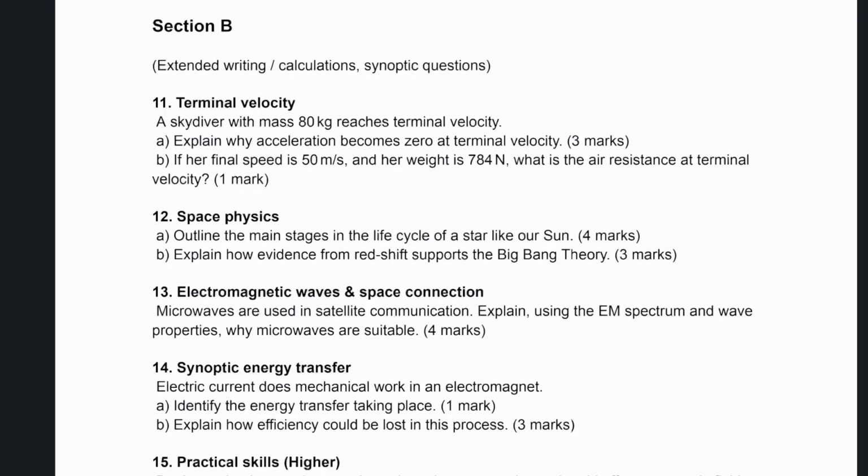So the first one we've got is all about terminal velocity. So it says a skydiver with a mass 80 kilos reaches terminal velocity. Explain why acceleration becomes 0 at terminal velocity. And it's told us this is 3 marks. Okay, so this again is a very common exam question. So I would expect all of you guys to have revised this, and so go ahead, pause the video, have a go. What would you write for 3 marks? Why acceleration becomes 0 at terminal velocity?